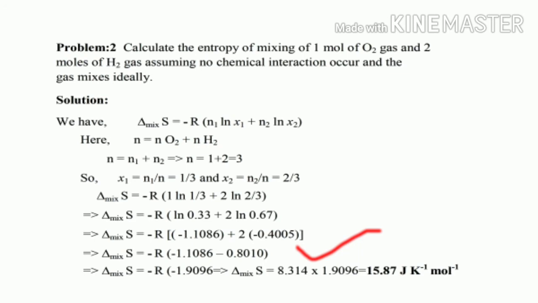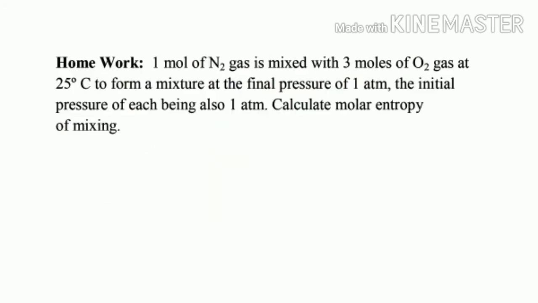On simplifying this, we get ΔS_mix = −R × (−1.9096), which gives ΔS_mix = R × 1.9096, and substituting the value of R as 8.314, we get ΔS_mix = 15.87 joule per Kelvin per mole. Okay, so the value of ΔS_mix is equal to this.